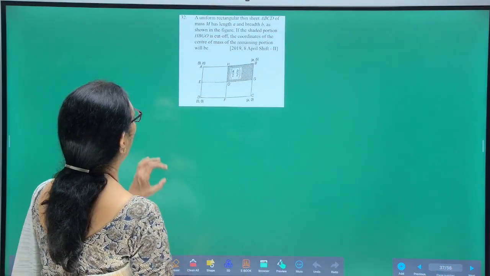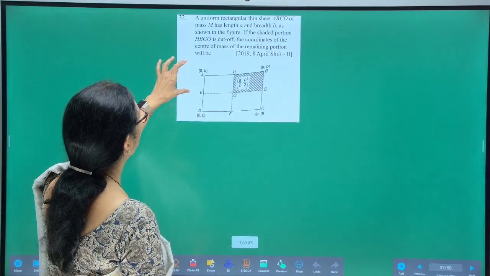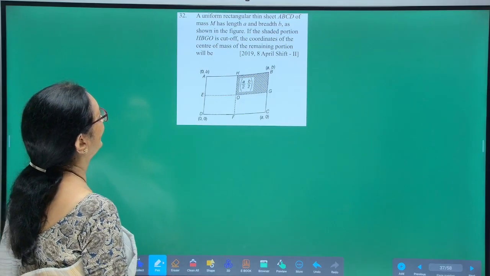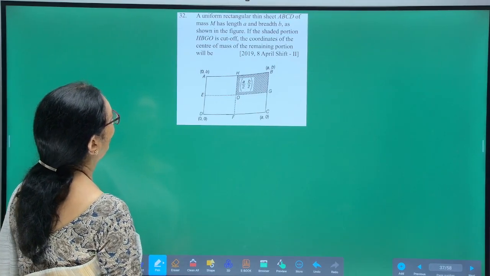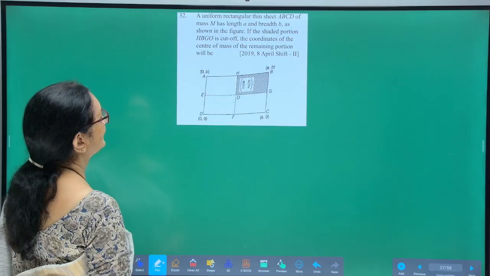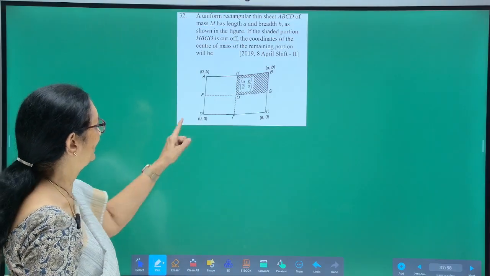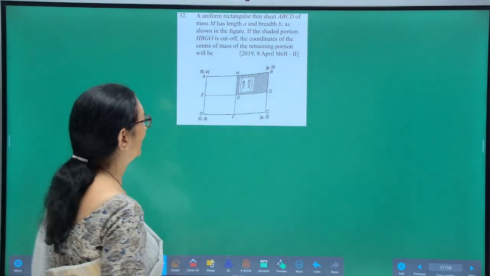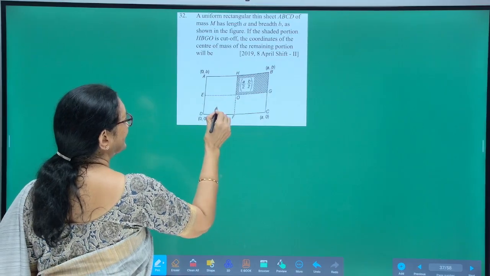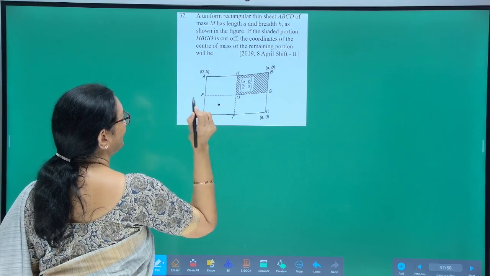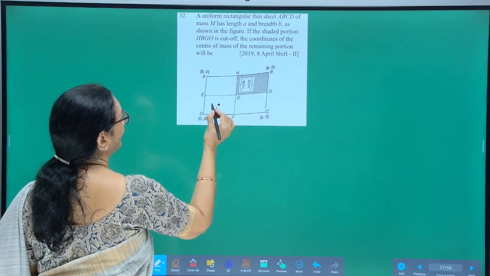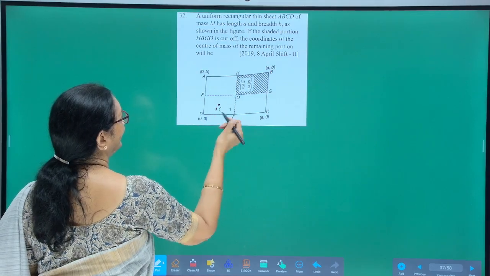A uniform rectangular thin sheet ABCD of mass capital M, length A, breadth B is as shown in the figure. The shaded portion is cut off. Find the coordinates of the center of mass of the remaining portion with respect to O. Let us forget about that shaded part. For this, the mass is concentrated at this point. Let us take its mass as 1, and we write the coordinates later.